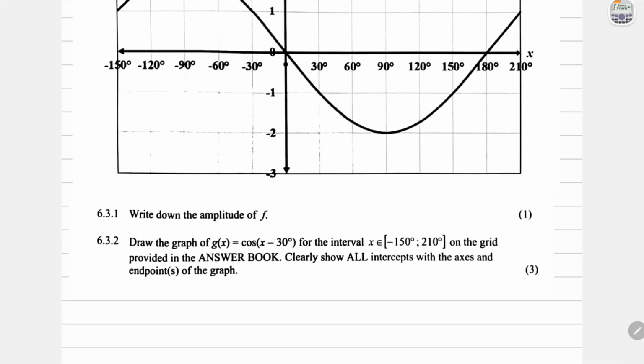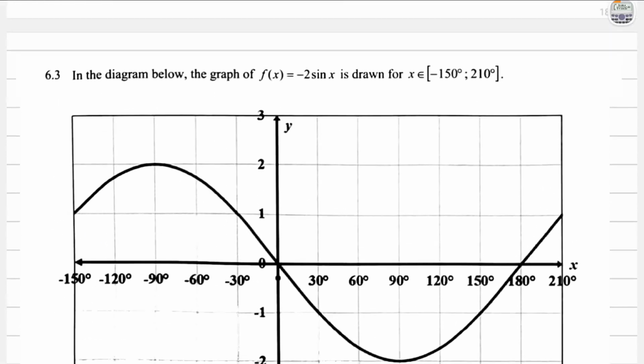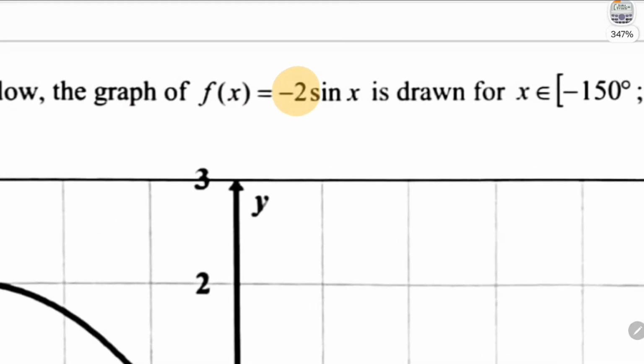Okay, the first question is write down the amplitude of f. So we're looking at the graph of f. And from the equation already, you can see the amplitude. Yes, we have a negative 2 over here. You just have to take the absolute value of whatever is here.